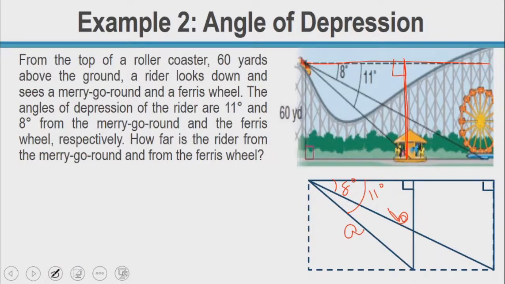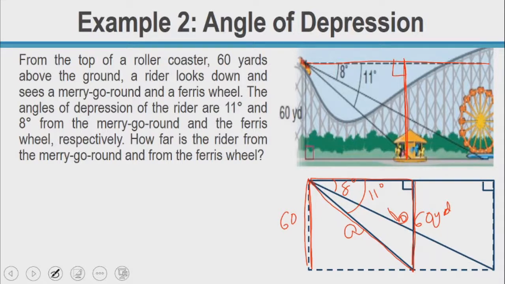As you can see, we are dealing with two separate right angle triangles in this question. The first one is the smaller right angle triangle made by the line of sight of the rider with the merry-go-round. So if this is 60 yards, this is also going to be 60 yards. So what do we know?